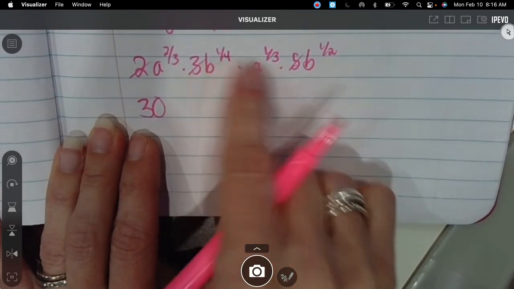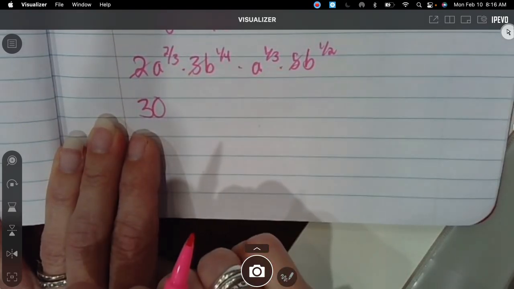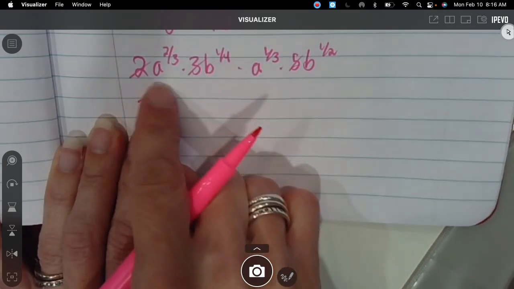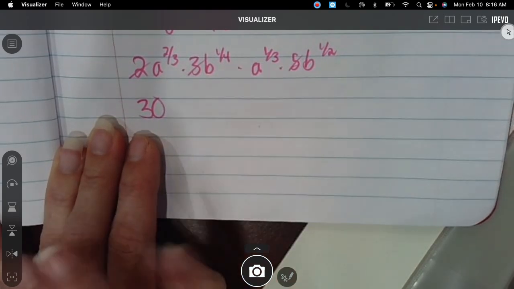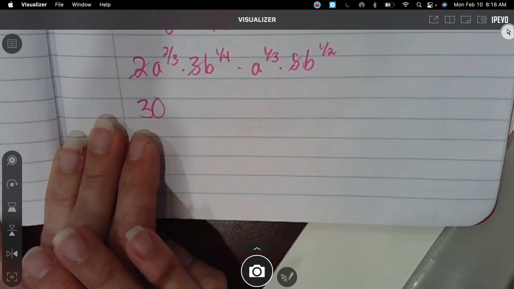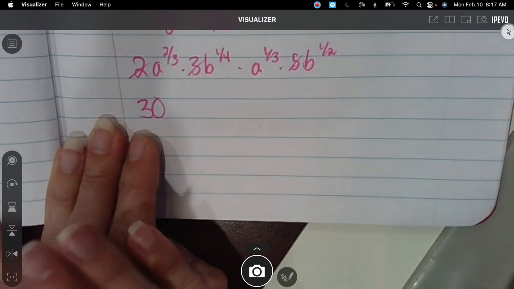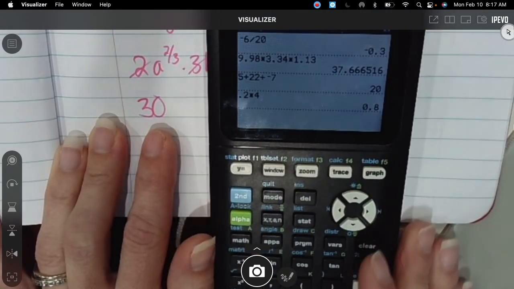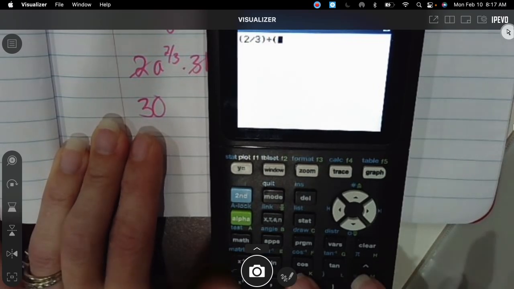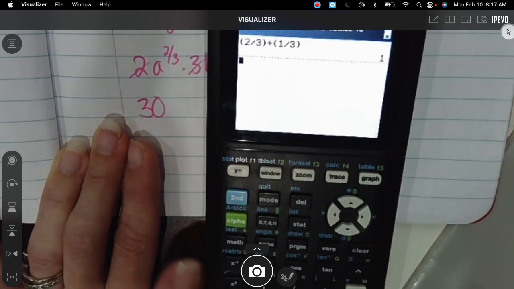What do you do with the exponents for the a's? Anybody? You add them. What is 2/3 plus 1/3? Does anybody know what 2/3 plus 1/3 is? It's 1. How in the world do you get that? What is 2 plus 1? 3. What is 3 over 3? 1. That's why. Say that you don't know that, which is sad, 2/3 plus 1/3 is 1.